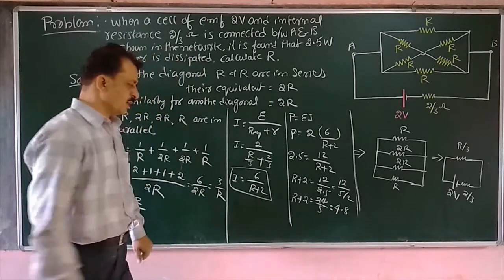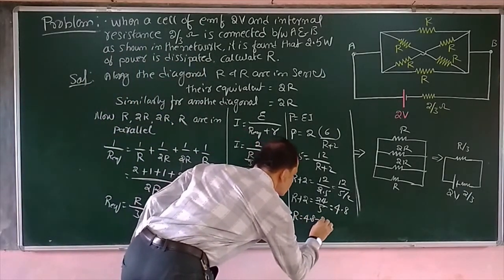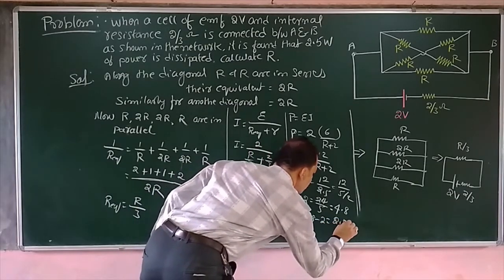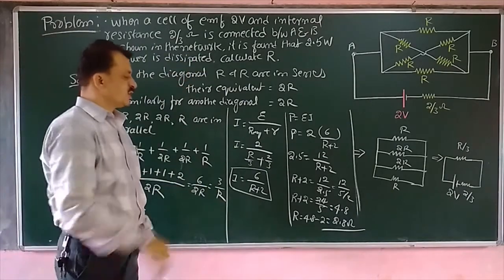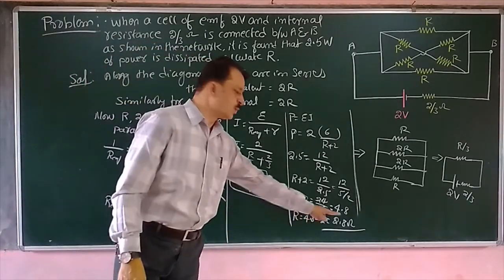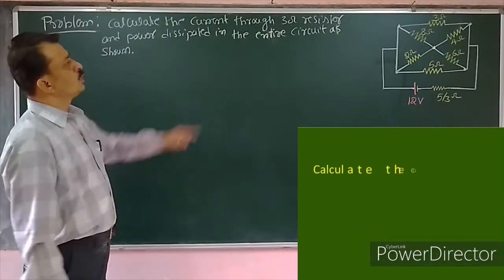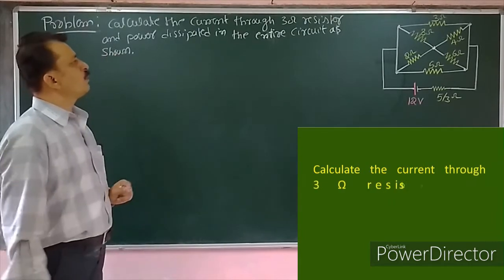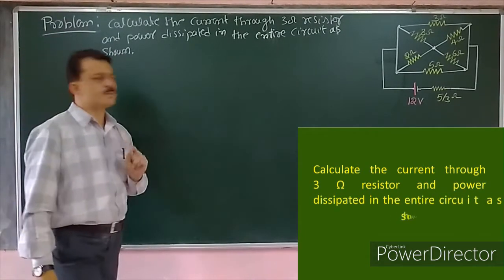It becomes 4.8. Therefore R is equal to 4.8 minus 2, that is 2.8 ohms. The value of each resistor in this case is 2.8 ohms.